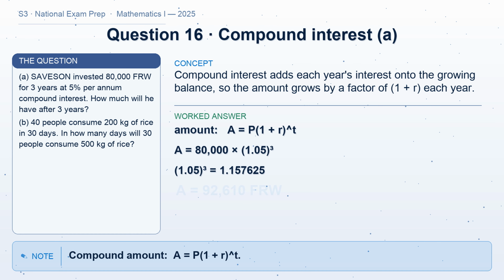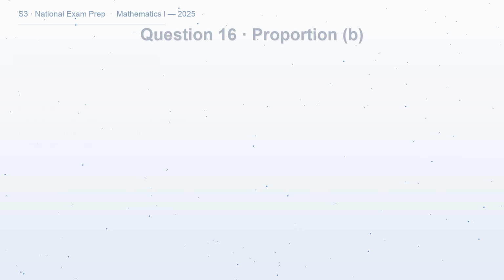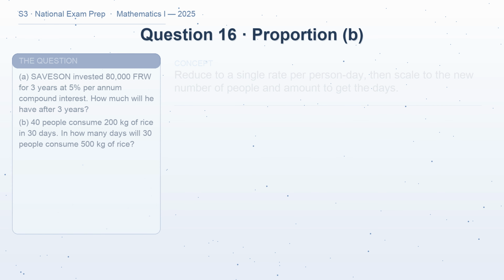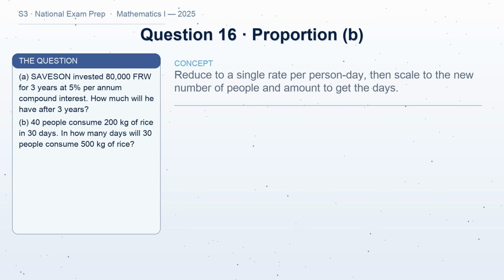1.05 cubed is 1.157625. Multiplying gives 92,610 francs. Question 16, Part B. This is a proportion problem. 40 people eat 200 kilograms of rice in 30 days. How many days would it take 30 people to eat 500 kilograms?